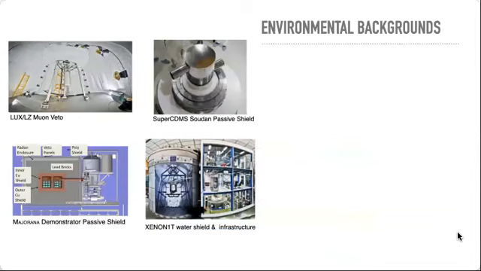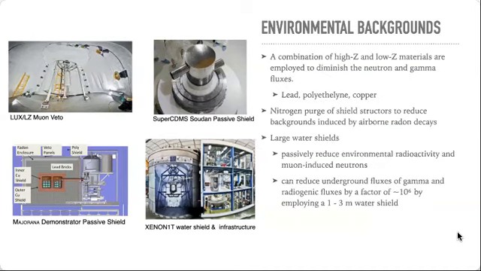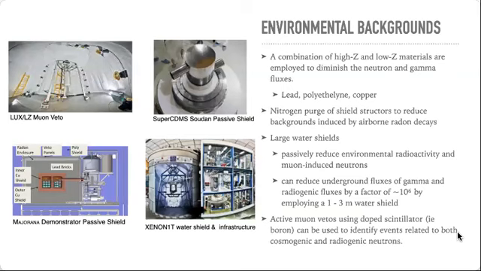To Texas. So now on to your question. I'm sorry, I didn't know your name, but environmental backgrounds. These are all located in mines, as was pointed out. They're deep underground. There are rock caverns all around, so there are high levels of uranium and thorium in the environment where the detectors are. So what do we do here? Here we use a combination of high Z and low Z materials to help diminish fluxes of neutrons and gamma rays.